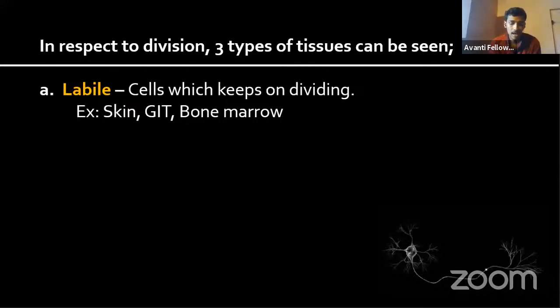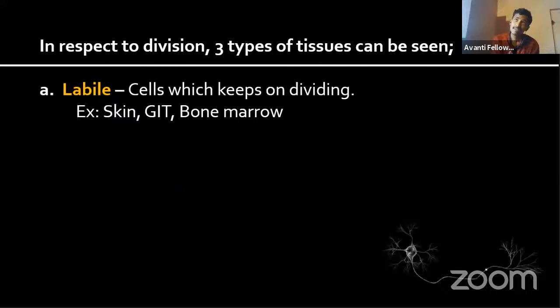Stem cells are the cells which divide continuously. And there are some other kinds of cells also. What are those kinds of cells?